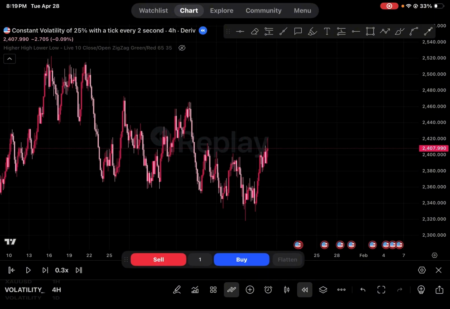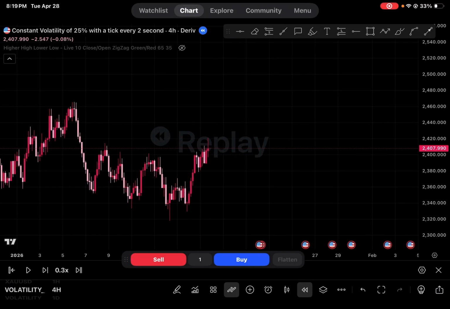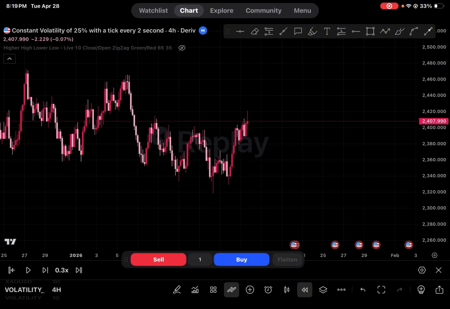So first, I want to start off by knowing where price is and what price is doing, and I'm going to do that by marking out my previous swing high and my previous swing low. So ask the question: what is price doing?